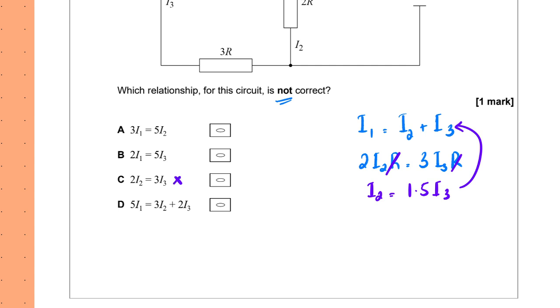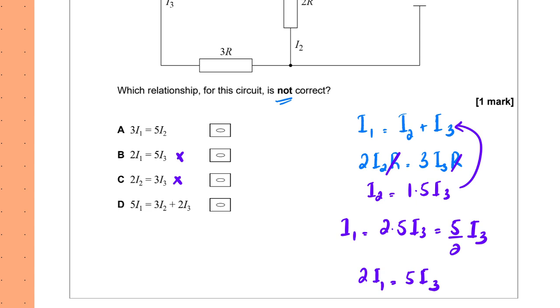And then for the other relationships, I'll plug them with this. So I'm basically simultaneously solving these two equations. So for I1, instead of I2, I'll write 1.5 I3. So 1.5 I3 plus I3 becomes 2.5 I3, which is 5 over 2 I3. Cross multiplying, I get 2I1 equals 5I3. This is also correct, so it cannot be the answer.